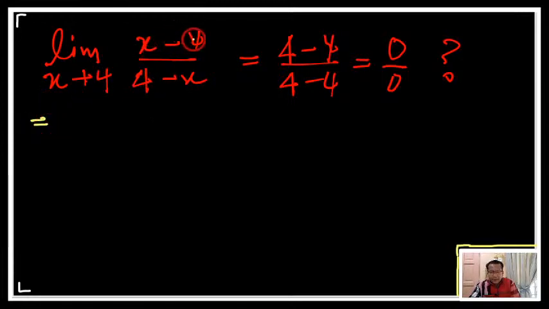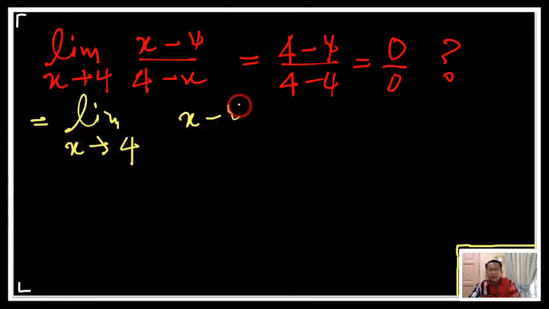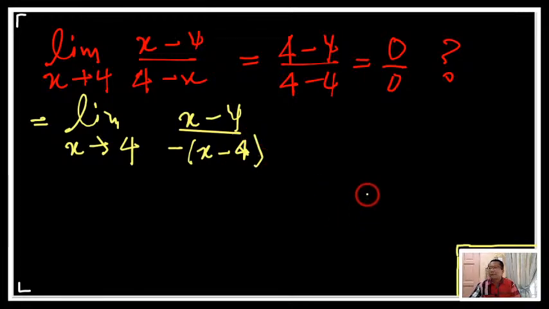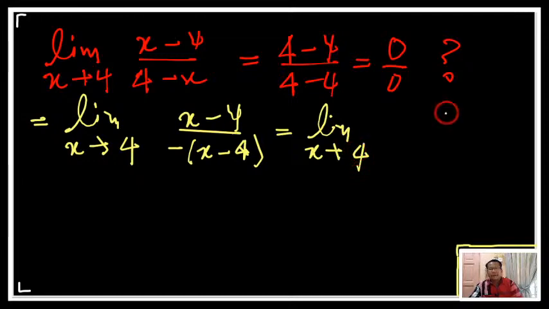If you look here carefully, this is x minus 4 and this is 4 minus x. So you can rewrite it as x minus 4 over minus (x minus 4), right? So this is equal to limit x approaches 4, x minus 4 and a minus 4 is equal to 1. 1 over minus 1 is minus 1. So the answer is minus 1.